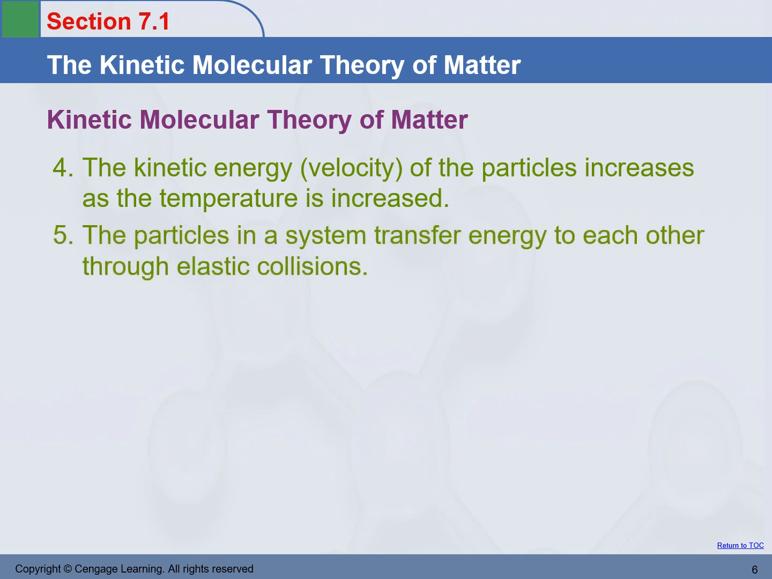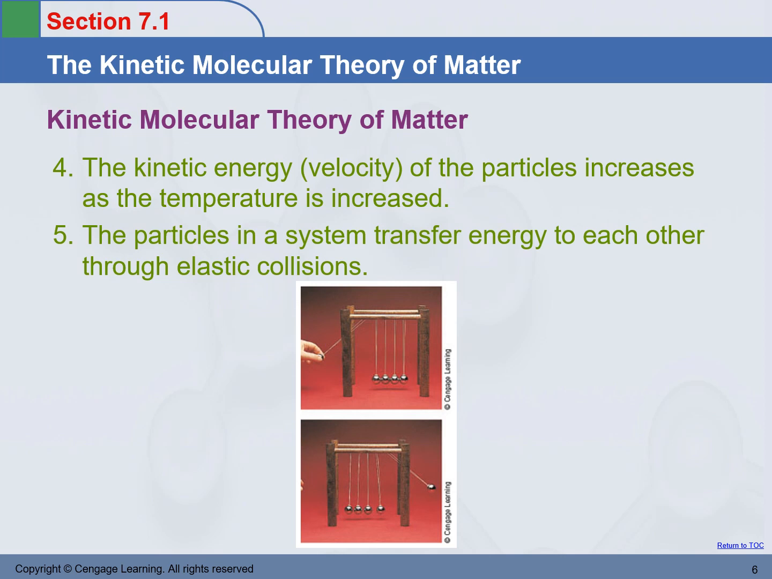Number five, the particles in the system transfer energy to each other through elastic collisions. What are elastic collisions? Elastic collisions are collisions that do not lose any energy. Here is an example, this bouncing ball experiment. On the top, when you release your hand, the ball falls down and hits the first ball. This collision, if it doesn't lose any energy, transfers the energy from the falling ball to the next ball, next ball, next ball, to the last ball. The last ball is going to rise now.